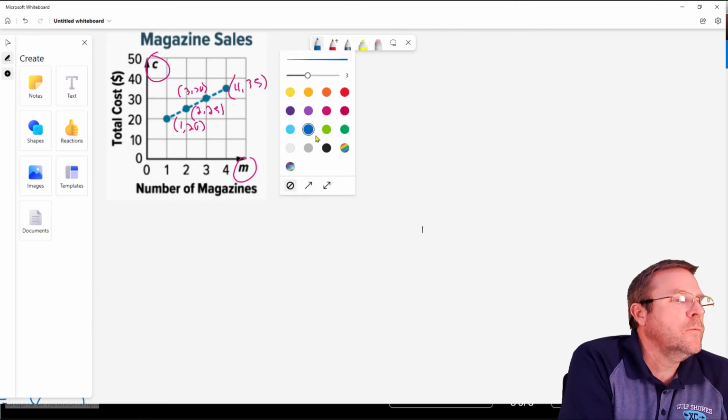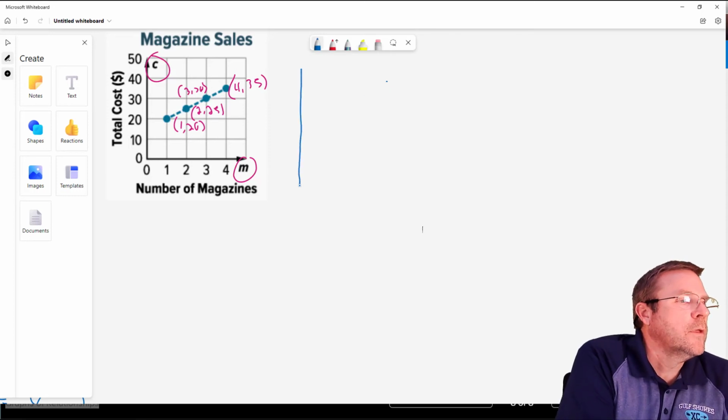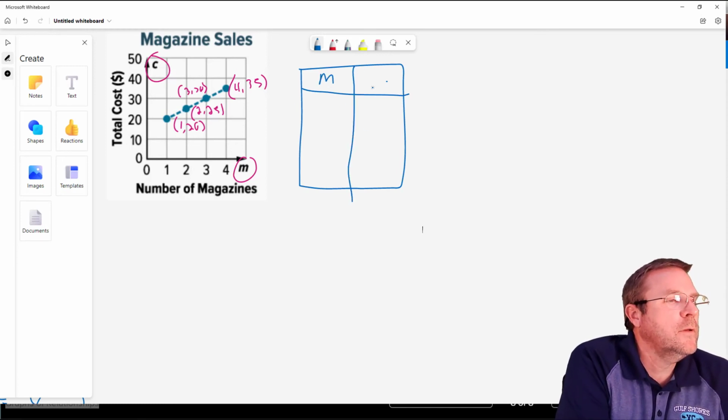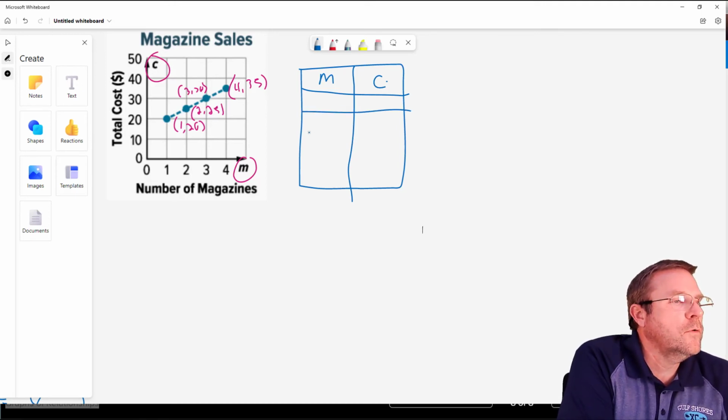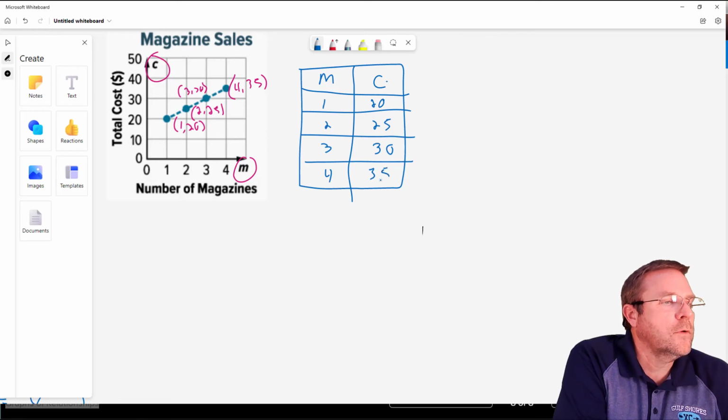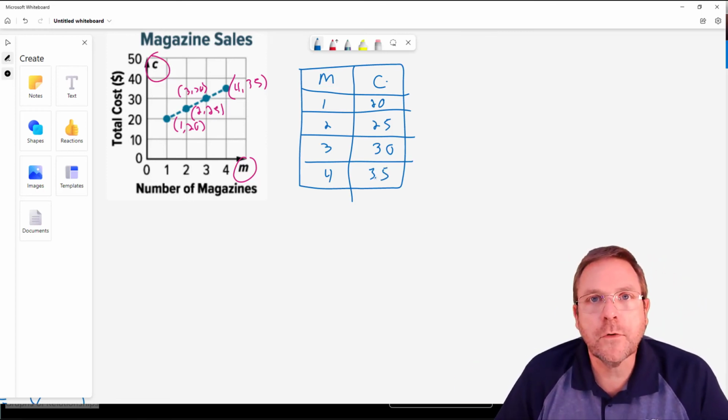Now I have that done, we're going to create ourselves a table of the data. So in my table of data, I'm going to first put up my columns for my different things. My input is going to be my M, my output is going to be my C, and I need 4 rows in my table here. So where X or M was 1, the C value was 20. Where M was 2, it was 25. Where M was 3, it was 30. And where M was 4, it was 35. So we're off to a really good start here.